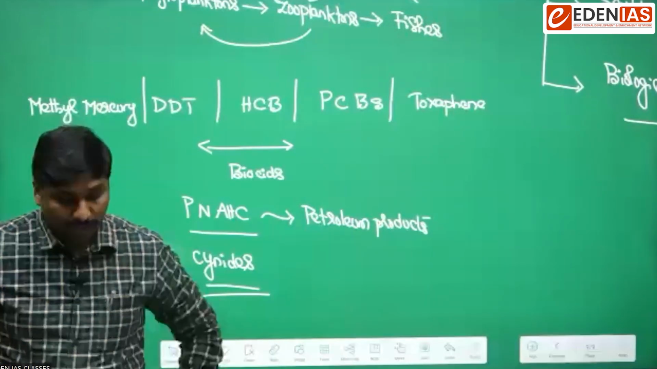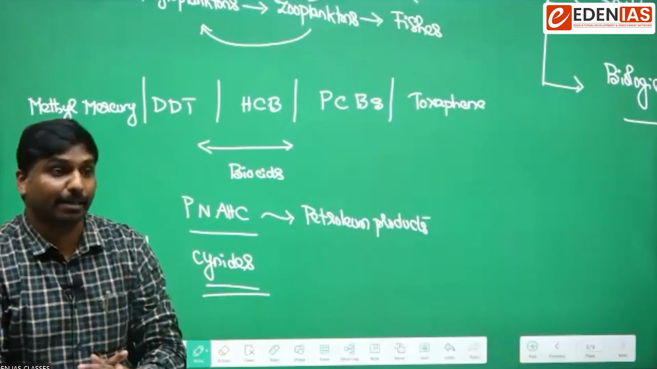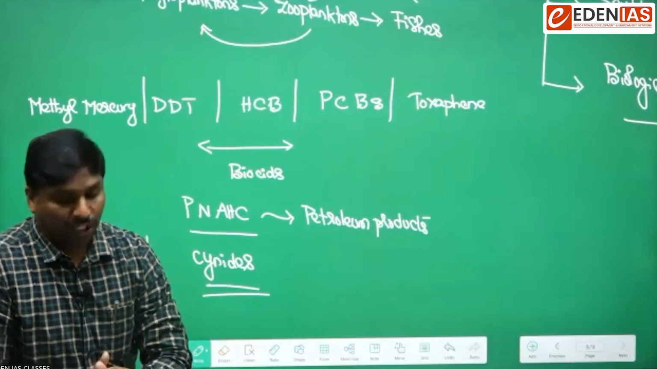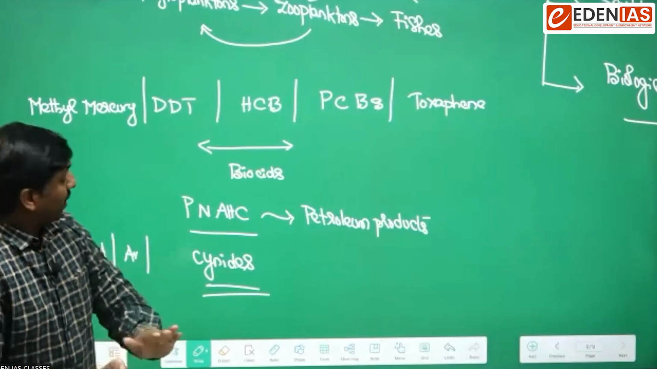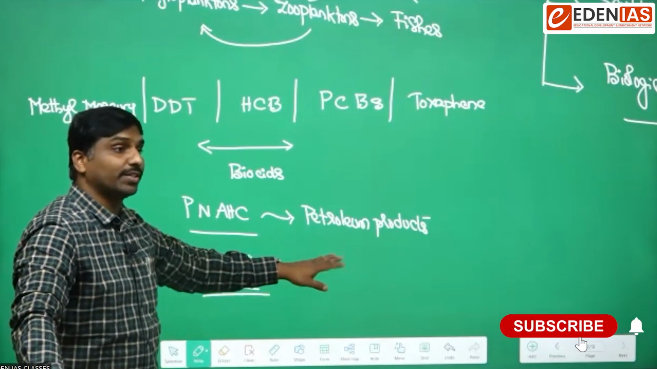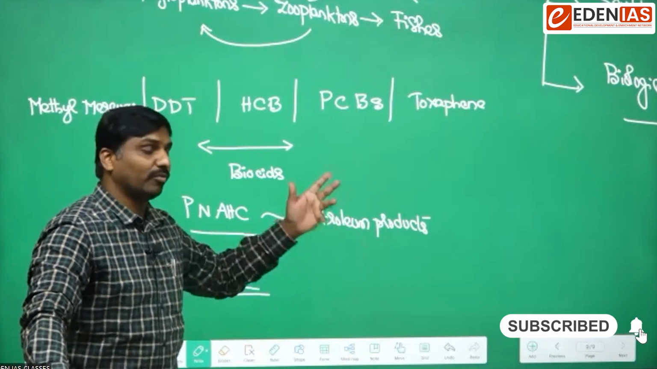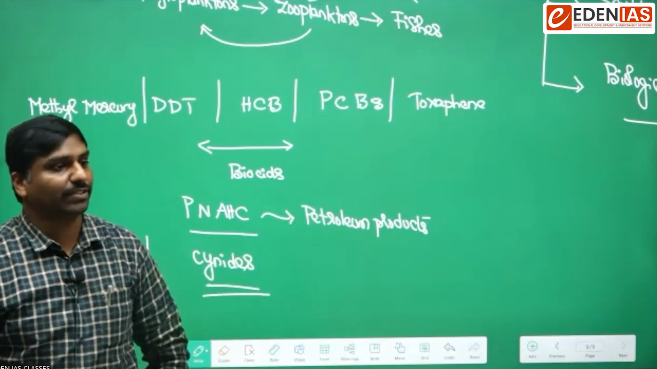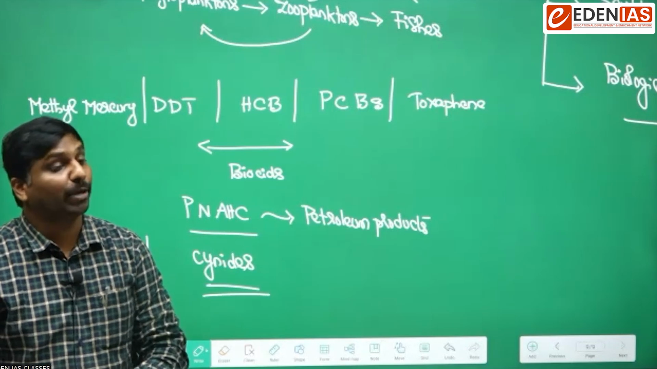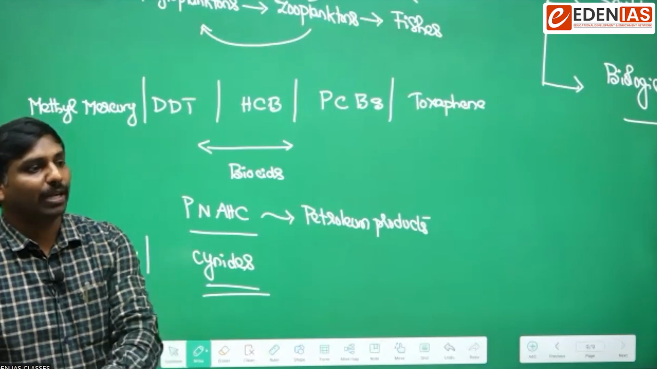So refer and try to learn various examples of chemicals which have the ability to get biomagnified. Usually cyanides would be biomagnified in fishes, in cyanide fishing. We can remember such things. So likewise, that is with respect to biomagnification and bioaccumulation.